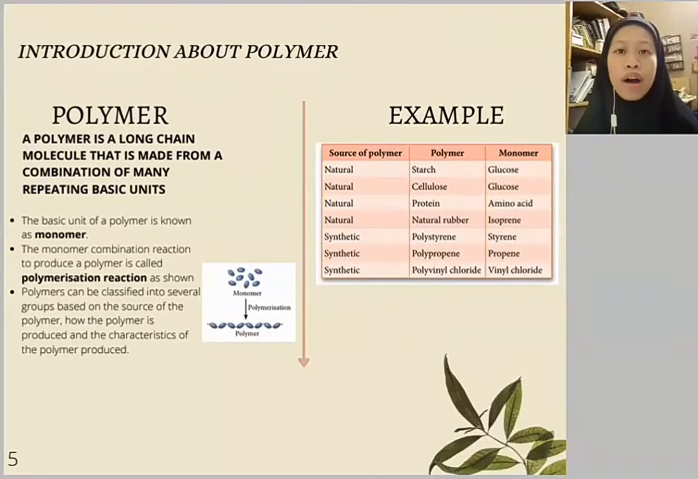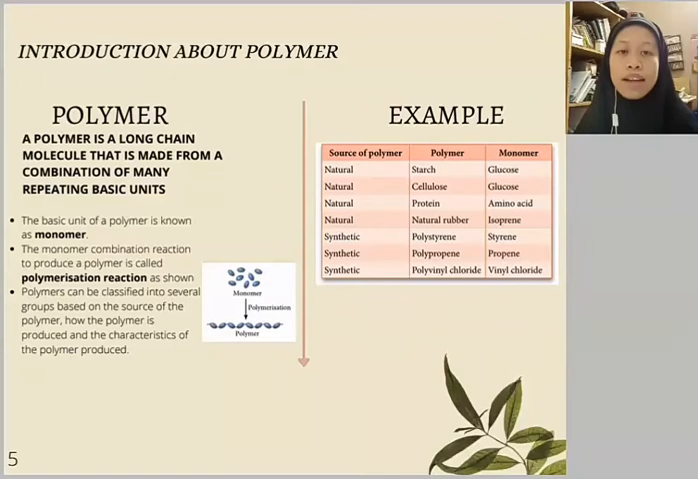So before I continue any further, I'm going to introduce about polymer first. So what is the polymer? A polymer is a long chain molecule that is made from a combination of many repeating basic units. The basic unit of a polymer is called monomer. The monomer combination reaction to produce a polymer is called polymerization reaction. Polymers can be classified into several groups based on the source of polymer, how the polymer is produced, and the characteristic of the polymer produced.